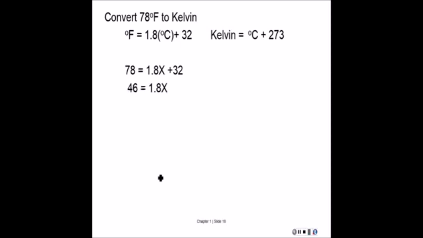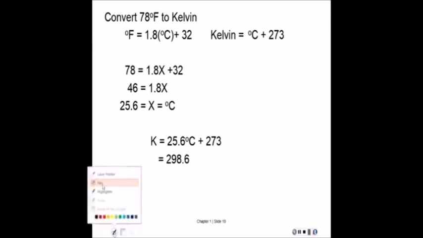Now for my next one, 78 Fahrenheit to Kelvin, I'm going to use both formulas. And so I start with my Fahrenheit: 78 equals 1.8x plus 32. Subtract 32 from both sides would give me 46 equals 1.8x. Now divide by 1.8 on both sides, and I get 25.6 equals the centigrade temp. Now I'm going to go over and put my 25.6 in for my centigrade in my Kelvin formula, and I just have to add them together, and I get 298.6 Kelvin for my answer. So that's pretty straightforward.